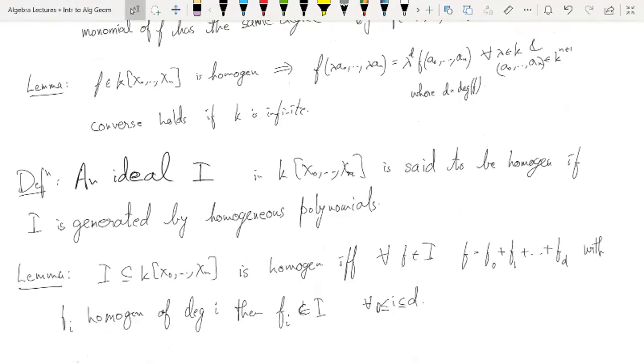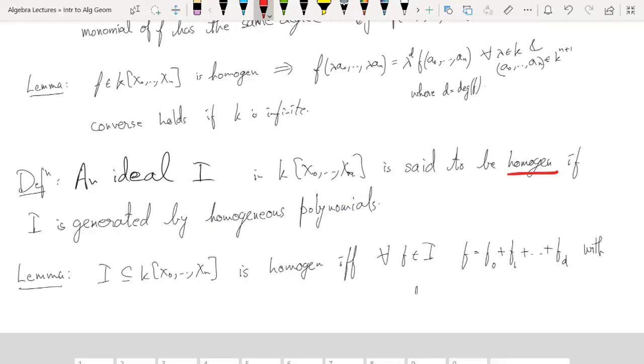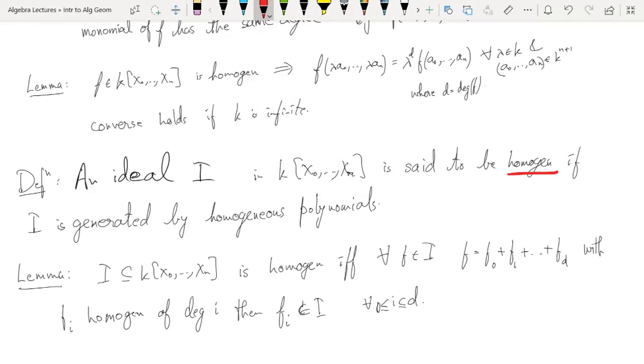And we said an ideal I is said to be homogeneous if I is generated by homogeneous polynomials. So homogeneous ideals are the objects of study, and these correspond to algebraic subsets in projective spaces.